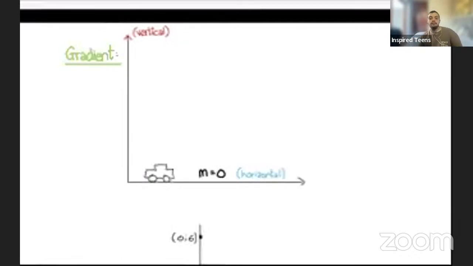It's a completely flat surface. So that car, for example, is not going to be moving anyway. So you should always remember the gradient of a horizontal line, it's a flat surface, right? So its gradient is always 0. Gradient of a horizontal line is always 0.